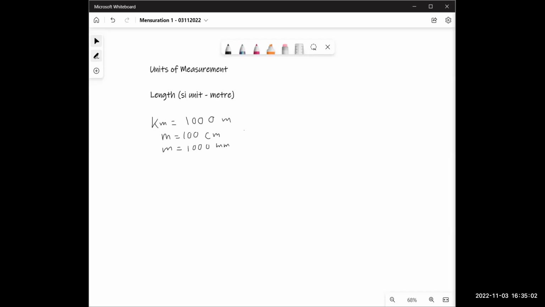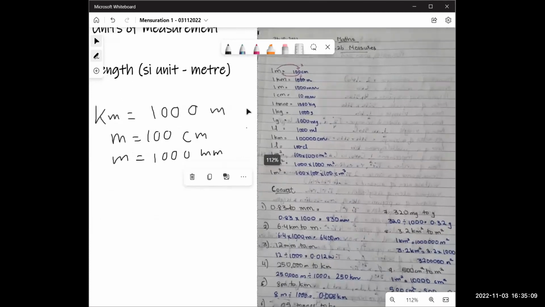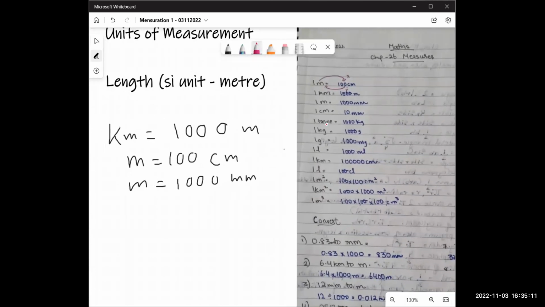All right, you're doing the same thing, right? So 1 meter is 1,000 millimeters, 1 kilometer is 1,000 meters, and 1 meter is 100 centimeters. So that's the same thing right here, all right?